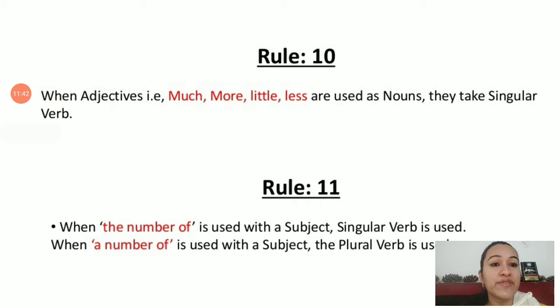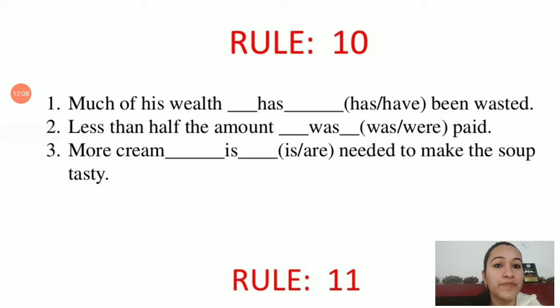When adjectives like much, more, little, less are used as nouns, they take singular verbs. When the number of is used with a subject, singular verb is used. When a number of is used with a subject, the first was the number of and the second is a number of. I did a number of chores today, so that would be with a plural verb.